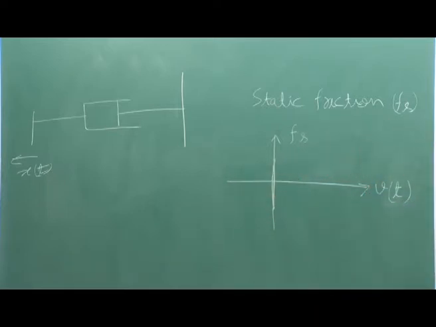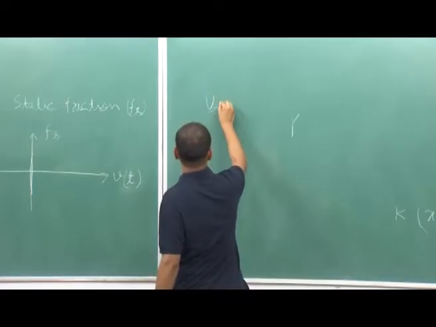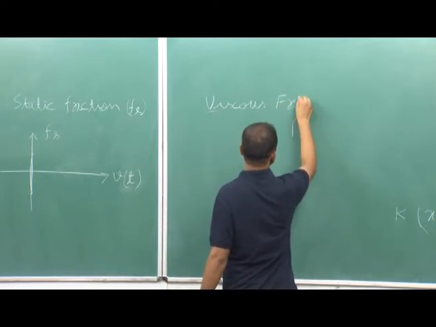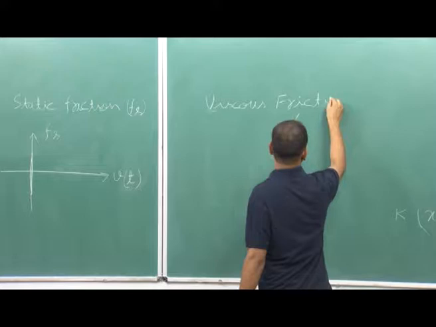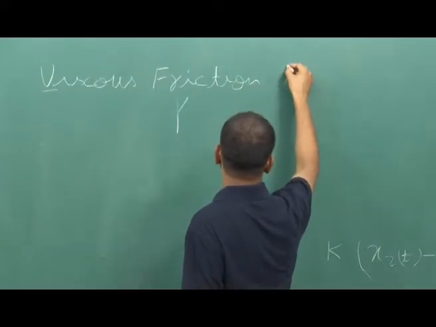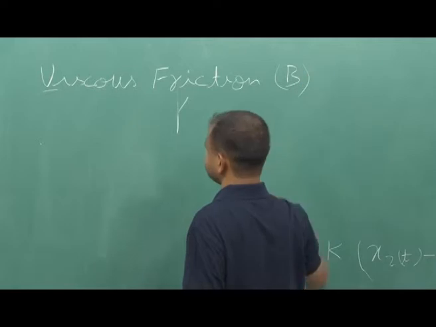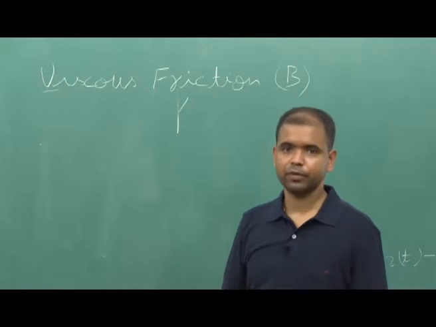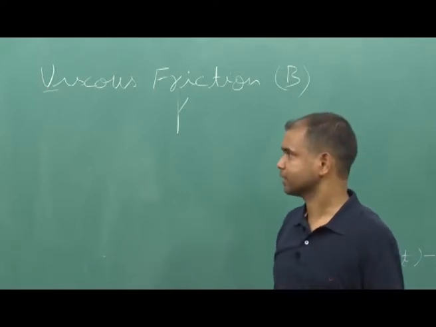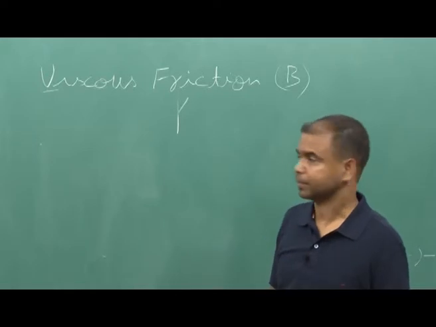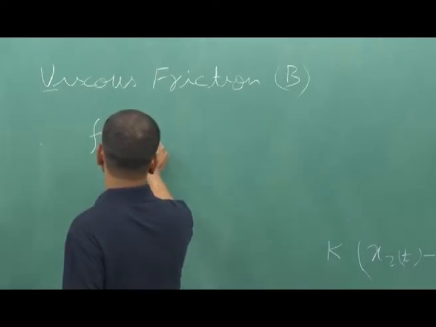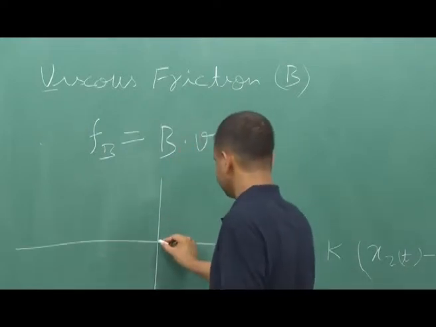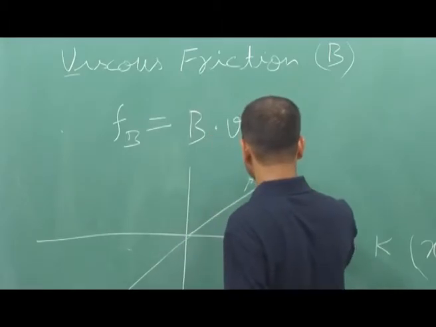The second type of friction is viscous friction. Whenever a body moves in a fluid, we realize this friction, and in our discussion most of the time we visualize this friction. So, F of B is equal to B into V, and if I plot it, it will be like this, and the slope is B.